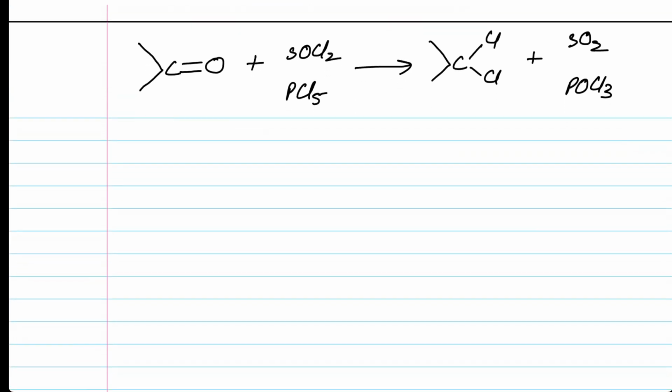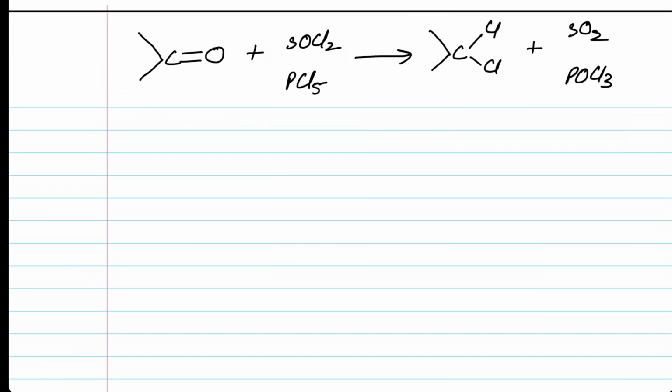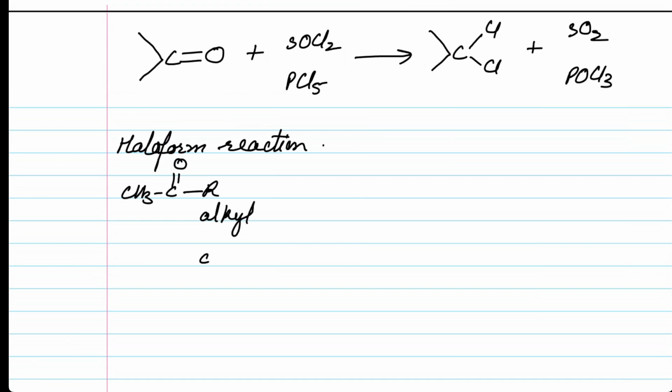But there is a very, very important reaction of the carbonyl compounds which leads to the formation of chloroform or haloforms. This particular reaction is termed as the haloform reaction. Talking about the haloform reaction, this reaction is of the methyl ketones. Now here which we have written R, it could be any alkyl group. It could even be an aryl group, or it could be hydrogen. So it could be alkyl group, aryl group, or hydrogen.